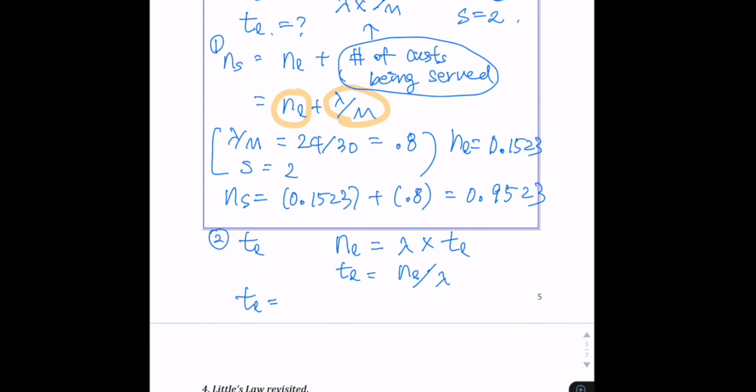That's it. So we can use this: TL equals, what is NL? NL is already given as 0.1523, and it should be divided by, what is the lambda? Lambda is given as 24. But this is an hourly based rate, so the answer is based on hour, and you can get it is 0.06 hour.